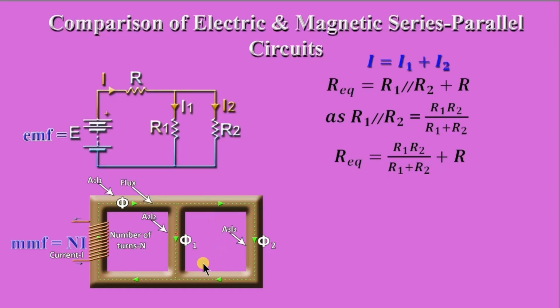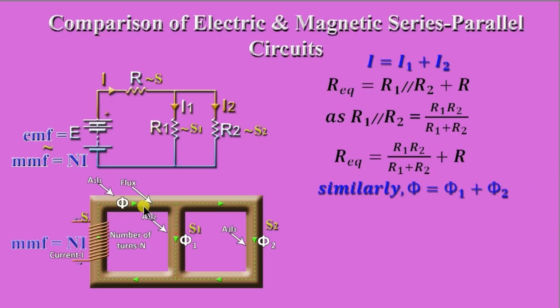In the magnetic circuit, the reluctance of this path is S, the reluctance of this path is S1 and the reluctance of this path is S2. This mmf of Ni is analogous to emf of E in this electric circuit. Similarly, S is analogous to this resistance of the electric circuit. S1 is analogous to R1 of this electric circuit. S2 is analogous to R2. In the electric circuit, I is equal to I1 plus I2. Similarly here, total flux phi is equal to phi1 plus phi2.